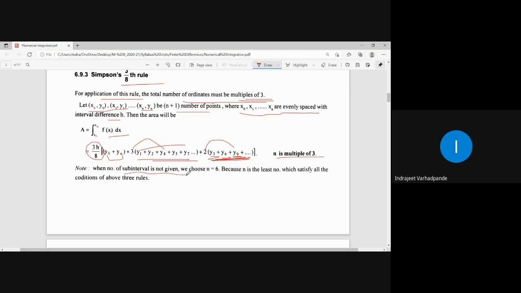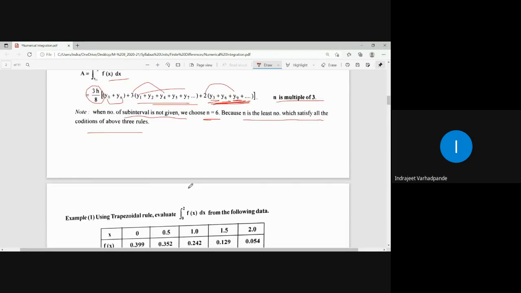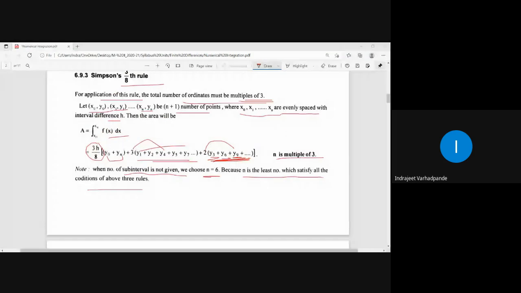When the number of sub intervals is not given, we choose n equal to 6, because 6 is the least number which satisfies all conditions of the above 3 rules. So this is how the rough background or the introduction.